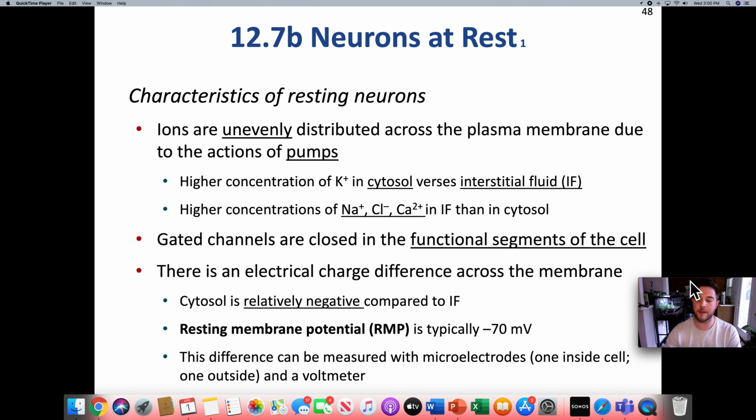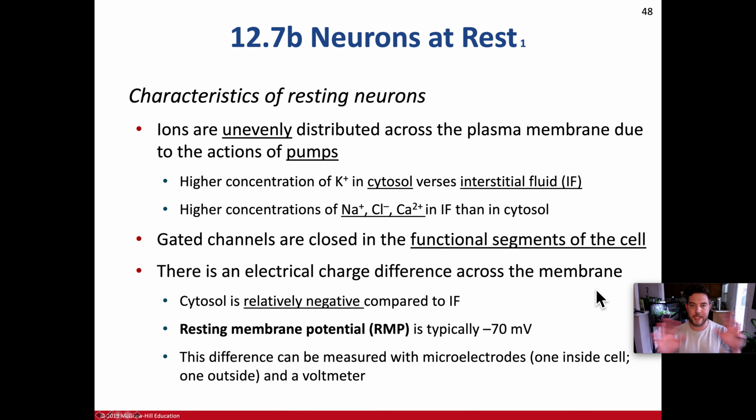Okay, so characteristics of resting neurons. Remember this idea of a resting neuron, it's a moment in time. We are looking at just a glimpse here. In a resting neuron, your ions are unevenly distributed across the plasma membrane due to the actions of those pumps. You have higher concentrations of potassium in your cytosol versus the interstitial fluid, so more potassium on the inside of the cell than you have on the outside of the cell. And a higher concentration of sodium, calcium, and chloride on the outside than on the inside.